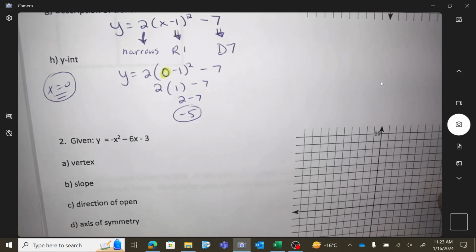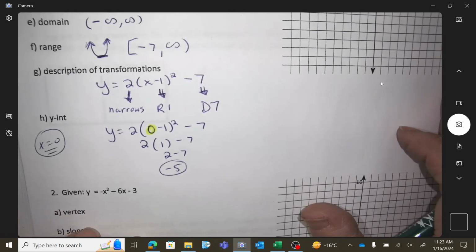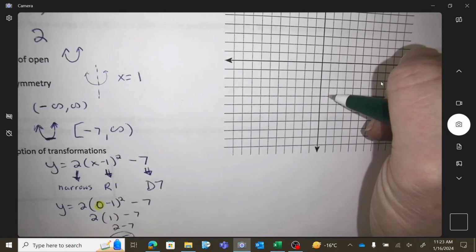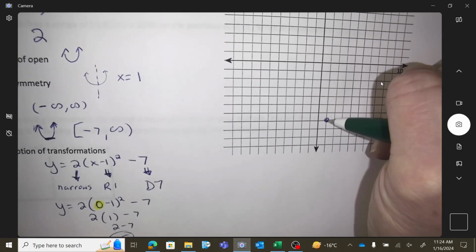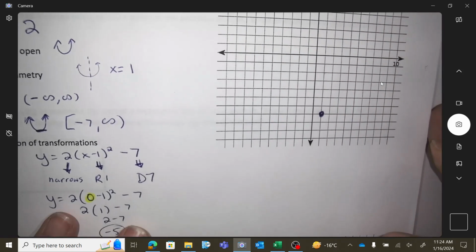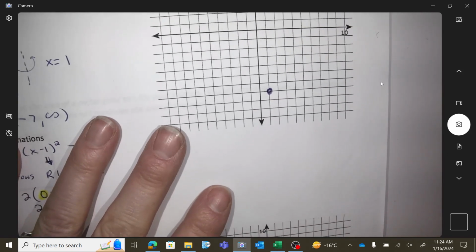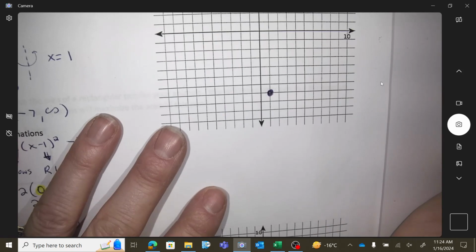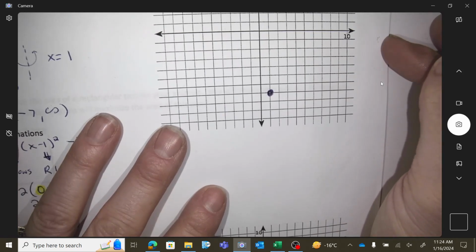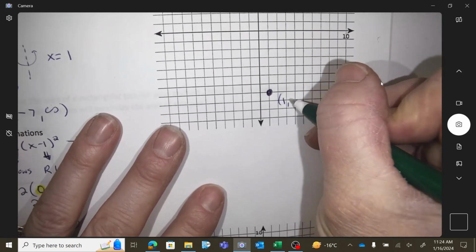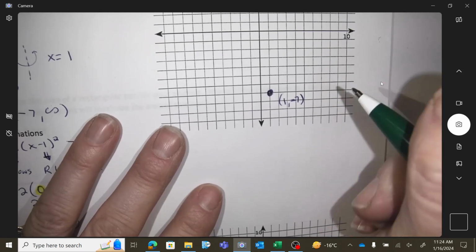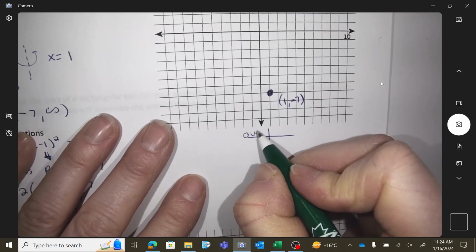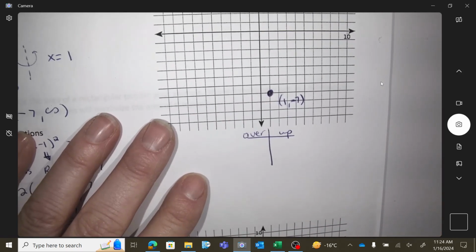Okay, so what I'm going to do is I have to graph this. So I'm going to go 1 comma negative 7. That's my vertex. Okay, so put your vertex on there. And now I'm going to go over up.